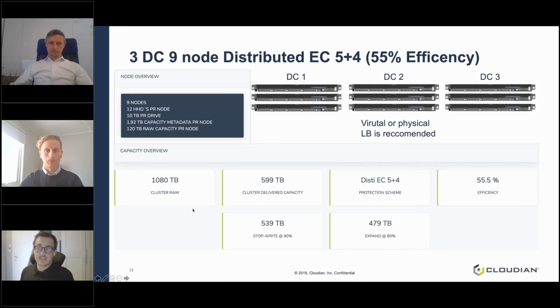And here we can see one of the examples running with 9 nodes, EC5+4 across 3 data centers. Remember, if we want to run just 2 data centers and replicated EC4+2, we need 12 nodes and get 33% efficiency. So here you can spread the data across 9 nodes, 3 data centers, lose an entire data center, still be able to read and write data, and you get 55.5% efficiency out of it.